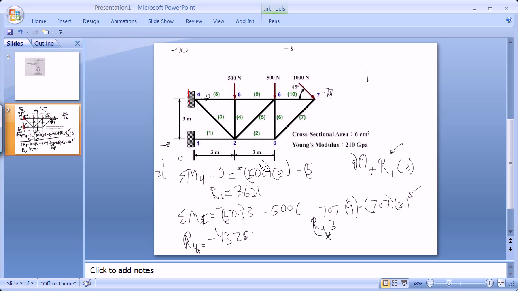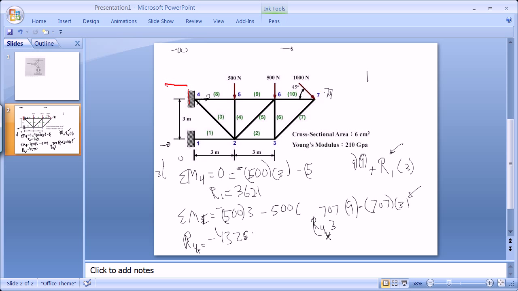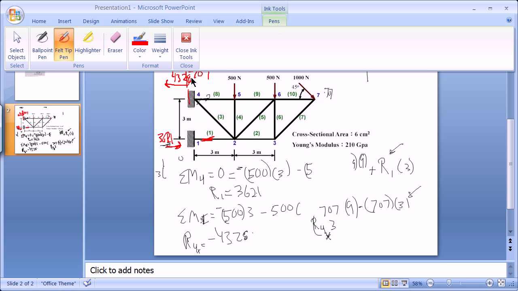And so, in effect, when we do this, I'll go ahead and write my 3621 and my 4328 down. So I know, even though I won't need them, I've got a reaction in this direction of 4328 and a reaction in this direction of 3621. And we also have a reaction here which has to react to that 707 going up. The reason we can't have any reaction here is you see this member is just like that. So that said, I'll erase out the rest of it.